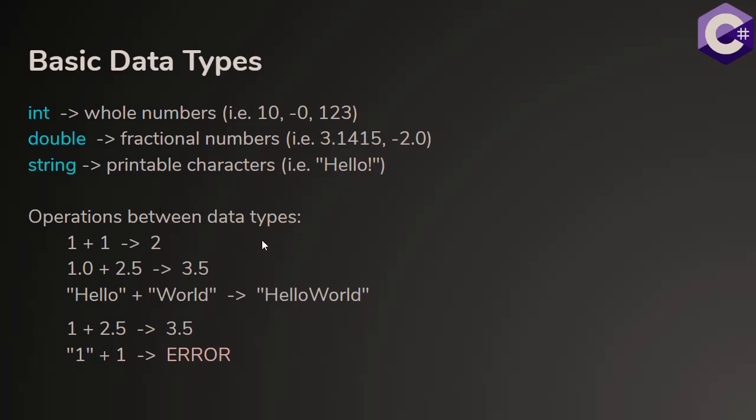Operations between data types like to work with themselves. So integers and integers produce integers, doubles and doubles produce doubles, strings and strings produce strings. But if I try to do something like a string with a number in it plus an actual number, we get an error, because strings and numbers don't work well together.